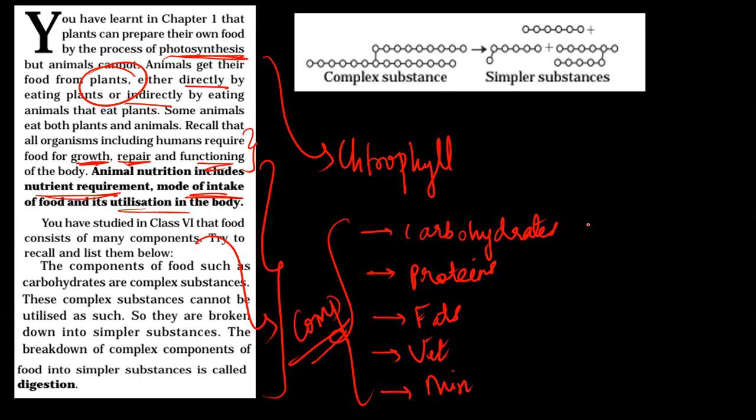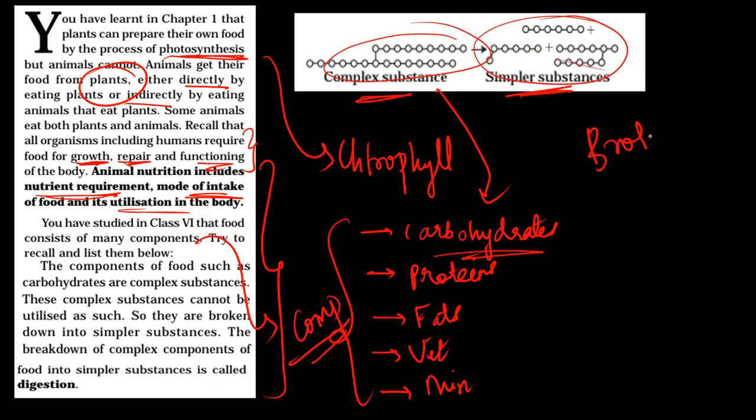Now, for example, carbohydrate is a complex substance. Many of these are complex, but we can use these only when they're converted to simpler substances, and this is what digestion does. We convert these complex substances into simpler substances, as you can see. This is converted to this. It is broken down so that we can utilize them. This is the definition of digestion, which is important. That is, breakdown of complex components of food into simpler substances is called digestion.